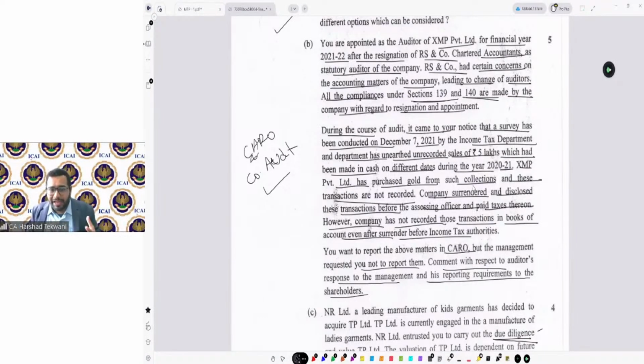So when you read, you will come to know, okay, these are two different scenarios, and the question which is asked is relevant to these two different scenarios. Accordingly, once you read the question, you will come to know what is asked.